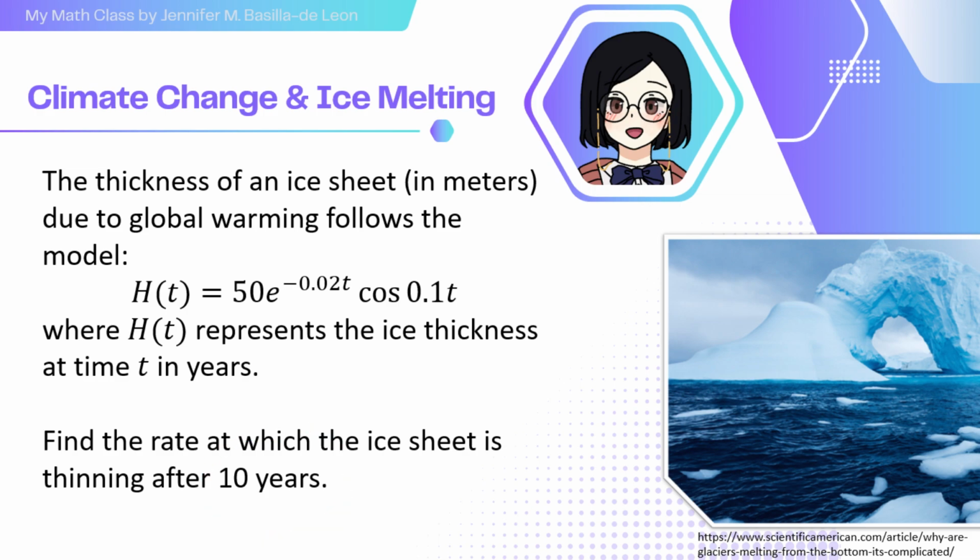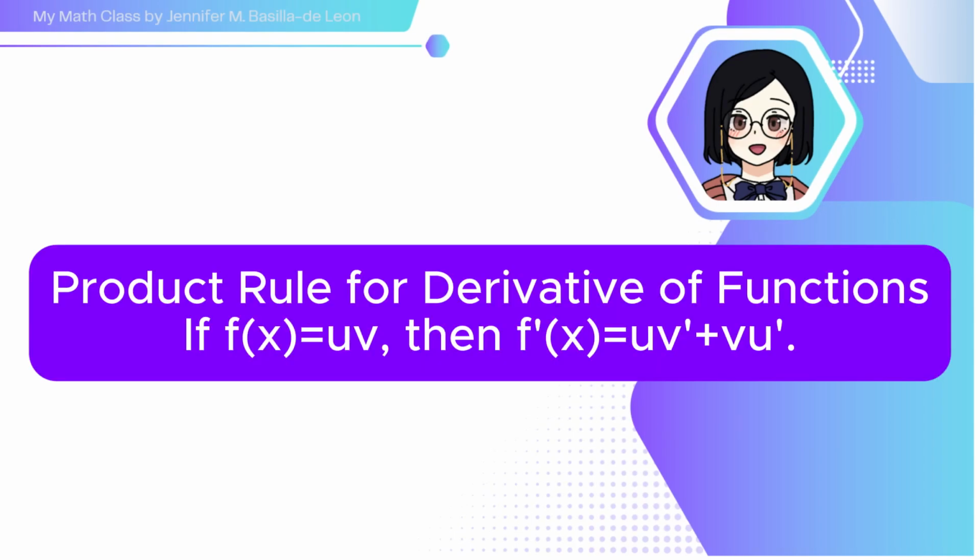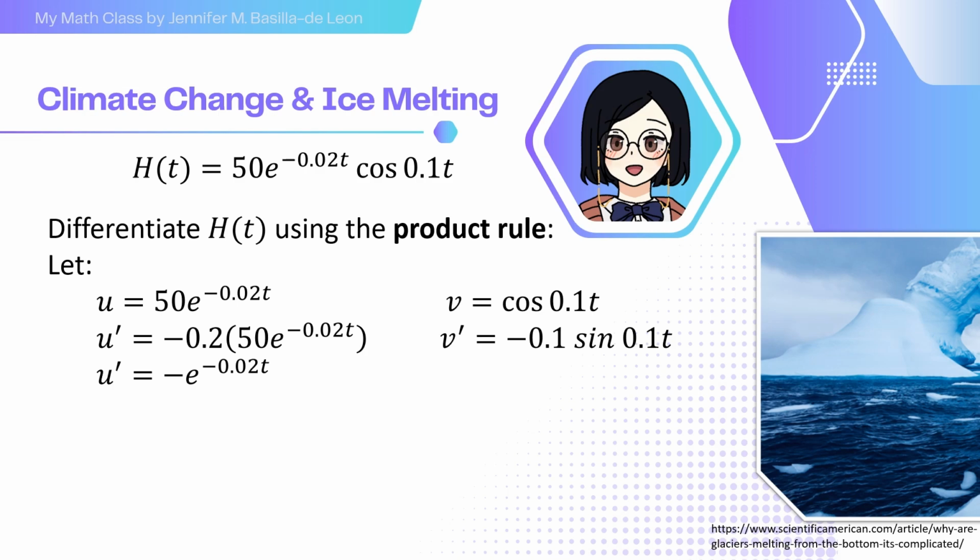To find how fast the ice is melting after 10 years, we take the derivative using the product rule. Let u = 50e^(-0.200t) and v = the cosine of (1/10)t. We get the derivative of each expression. We will have u' = -e^(-0.200t), and v' = -(1/10) sine of (1/10)t.